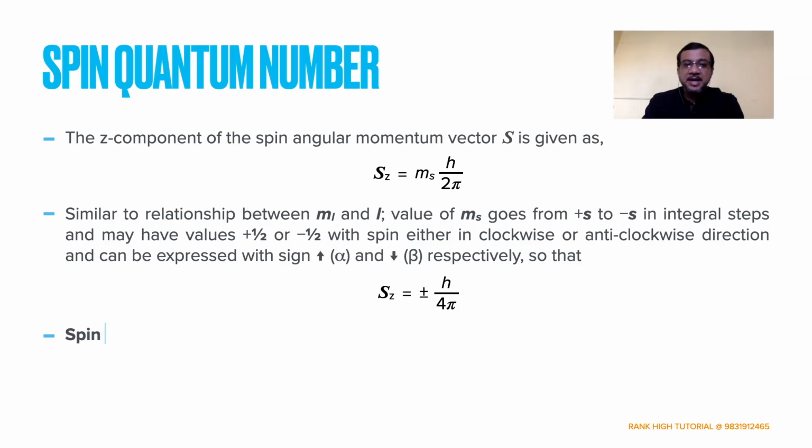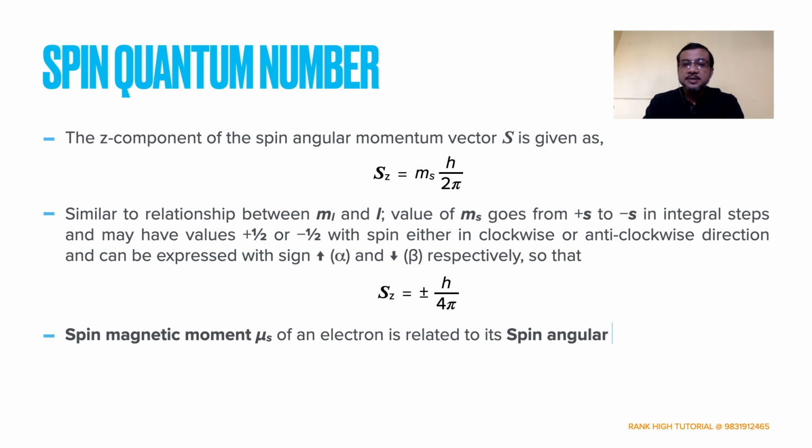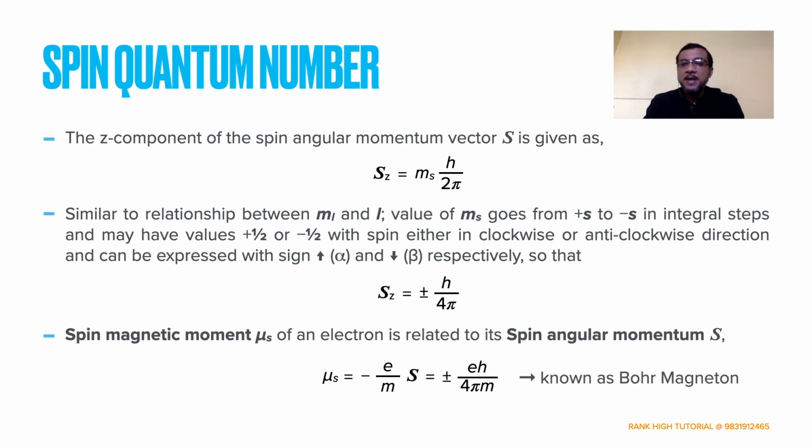The spin magnetic moment mu s of an electron is related to its spin angular momentum capital S. Mu s equal to negative of charge of electron divided by mass of electron into capital S, that is equal to plus minus charge of electron into Planck's constant divided by 4 pi into mass of electron. This quantity is known as Bohr magneton.